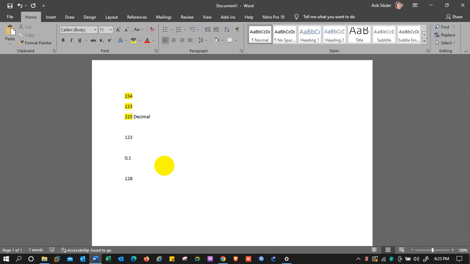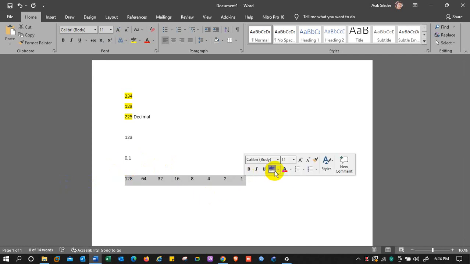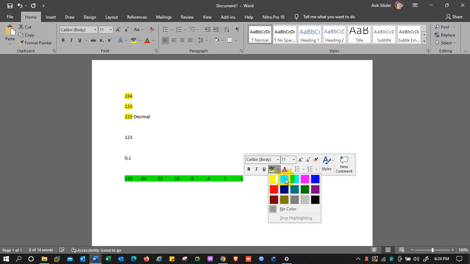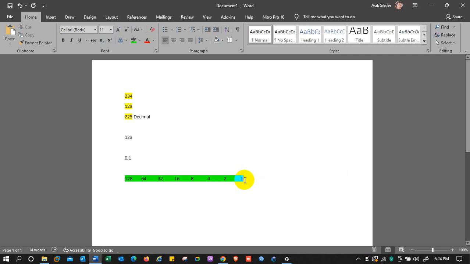We can note down these numbers: 128, 64, 32, 16, each of which is half of the previous number, and if we go through to the right side, then 8, 4, 2, 1. These are the exact numbers. We have to remember this sequence if we want to master binary, that means converting binary to decimal and decimal to binary.